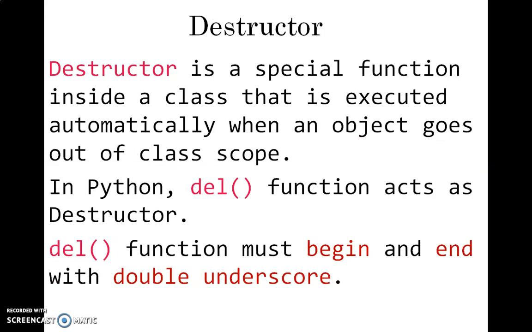Destructor is a special function inside the class that is executed automatically when an object goes out of class scope. That is, destructor is executed automatically when object goes out of scope. In Python, del function acts as destructor. Del function must begin and end with double underscore. So the syntax should be underscore underscore del underscore underscore parenthesis.